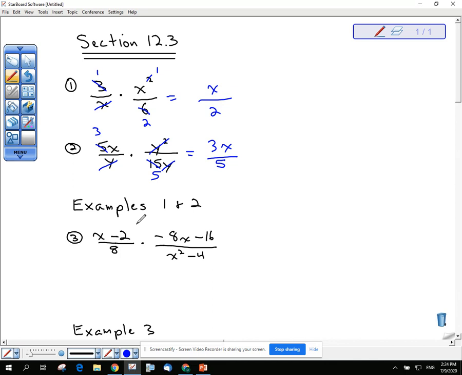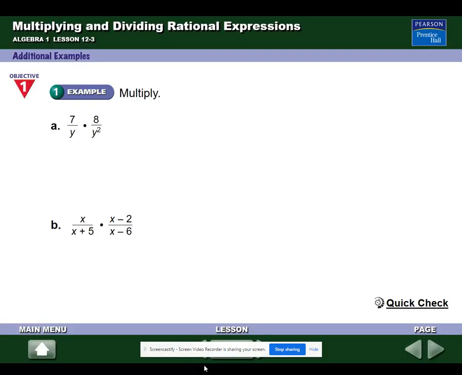Now over to the presentation software. This is example 1. We're multiplying again, so this is a continuation of 12.2. Obviously, 12.3 comes after 12.2, and we are now applying what we did in 12.2 to problems that have multiplication. The last couple of examples are going to have division in them.